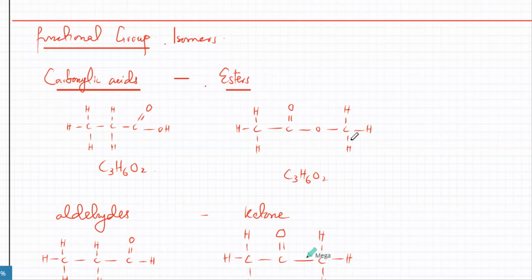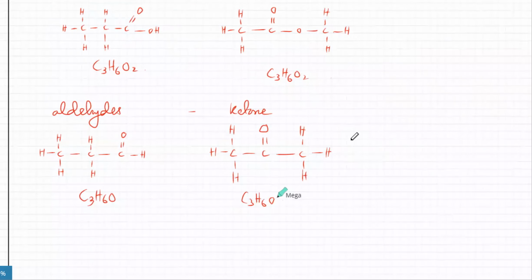So this one is C3H6O, and this one is also C3H6O. Both of them are C3H6O. One of them is an aldehyde, the other one is a ketone. The arrangement is different, the structure is different, but the molecular formula is exactly the same. So aldehydes and ketones can be functional group isomers of each other. Is this clear? Sir?